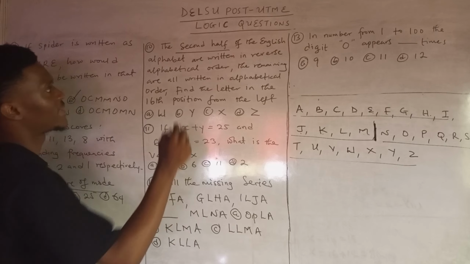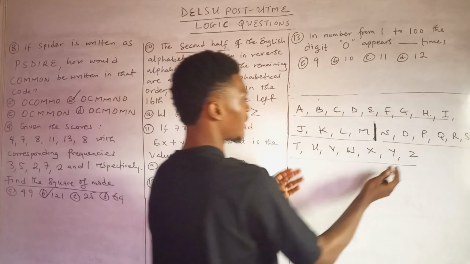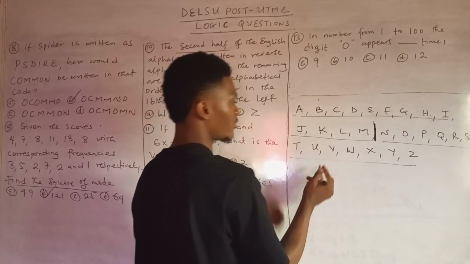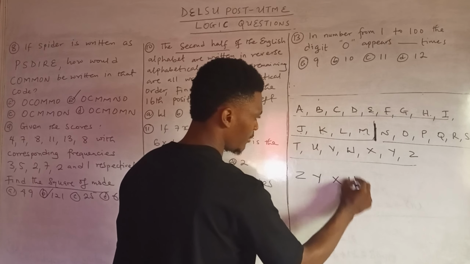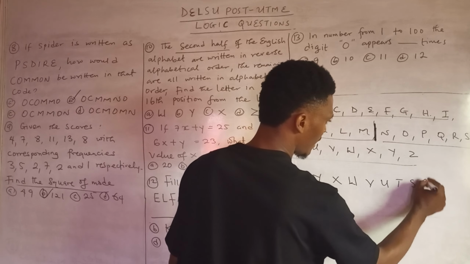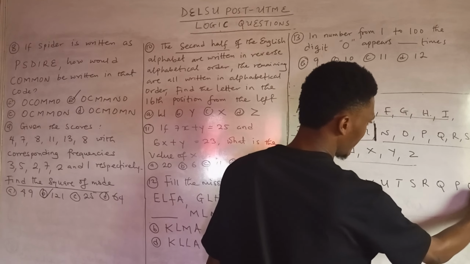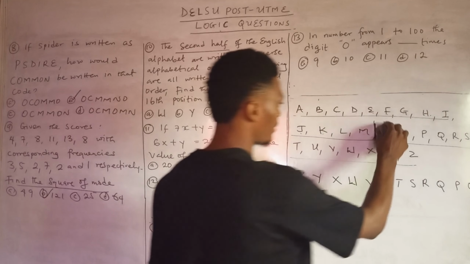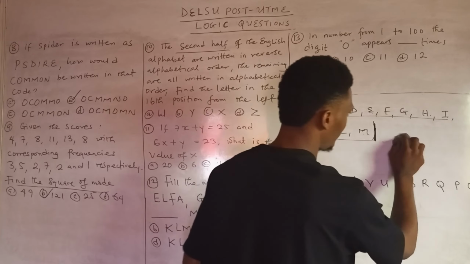They said now that the second half of the English alphabet is written in reverse, meaning opposite. We have to write this one as though we are starting with this and taking it backwards. So it becomes something like this: Z, Y, X, W, V, U, T, S, R, Q, then P, then O, then N. So it's written in reverse. Not to make mistakes, we can wipe this one, but we are only interested in writing the second half in reverse.